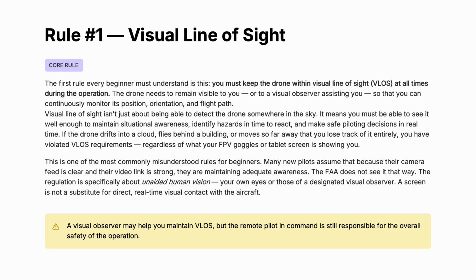Here's a trap a lot of new pilots fall into. They assume a clear camera feed or a strong video link counts as maintaining awareness. It doesn't. The FAA is talking about unaided human vision, your own eyes, not your tablet screen. If the drone drifts behind a building, into a cloud, or just gets too far away from you to track it with your eyes, you violate visual line of sight. No matter how good that FPV footage looks. And remember, even with the visual observer helping out, the remote pilot in command is still the one accountable for the safety of the whole operation.